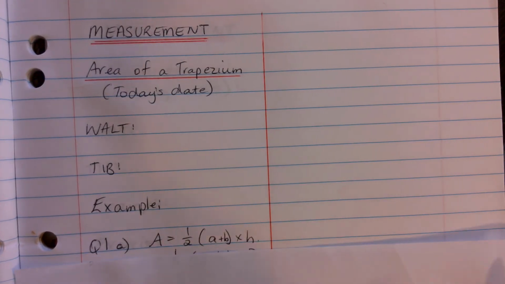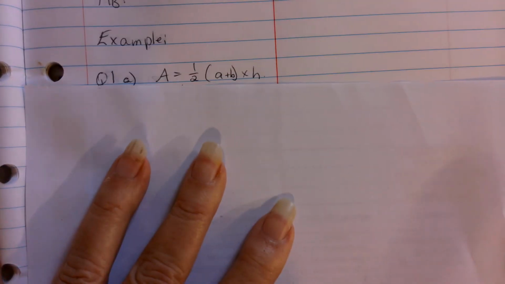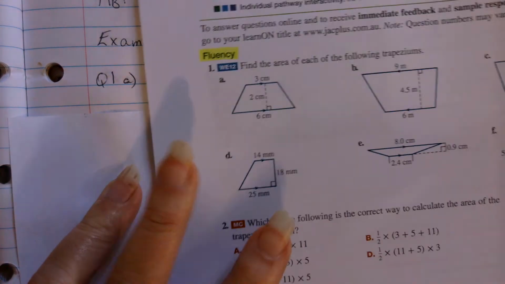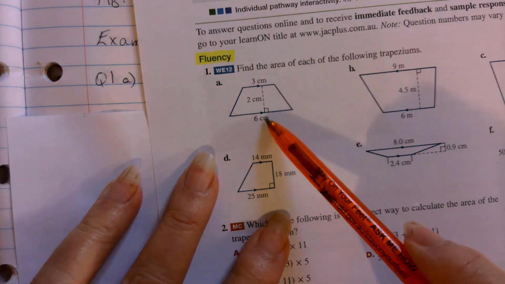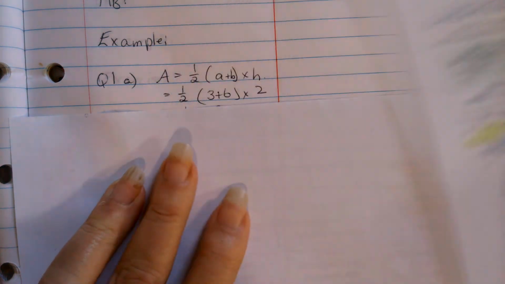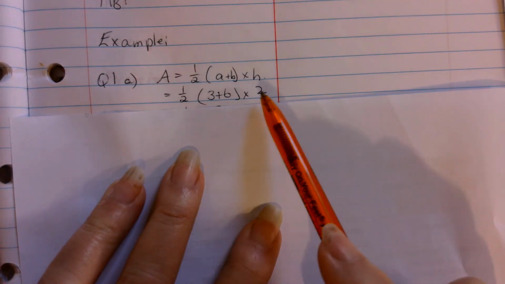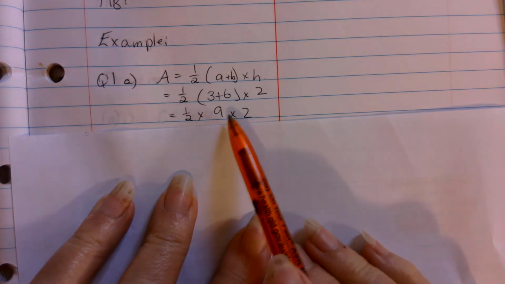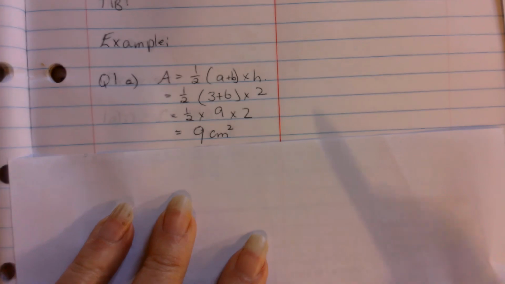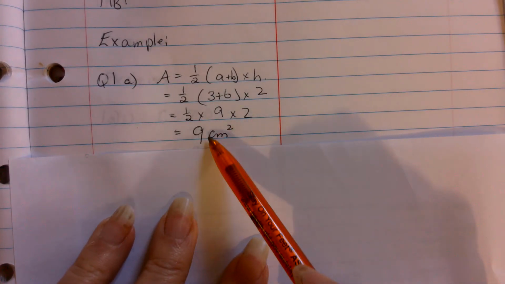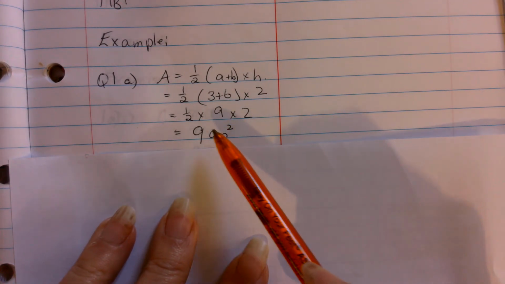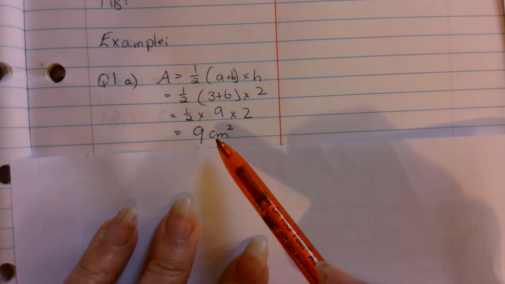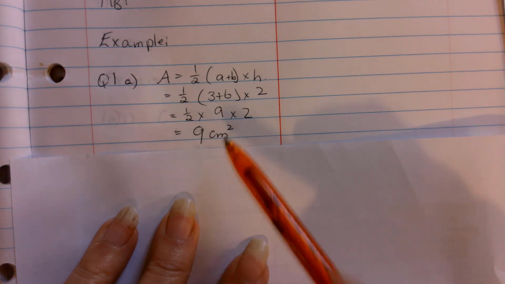Remember, step number 1 is always write down the formula. Now we substitute. As you saw, A and B are 3 and 6, and H is 2. 3 plus 6 times the 2. 3 plus 6 in the brackets, order of operations, is 9. And we always put the units at the end. Remember, we're finding area. We are multiplying 2 units together, so the units are squared. It's 9 square centimetres.